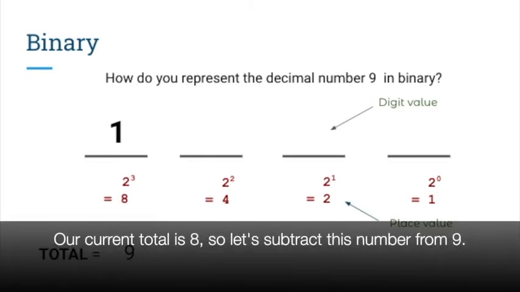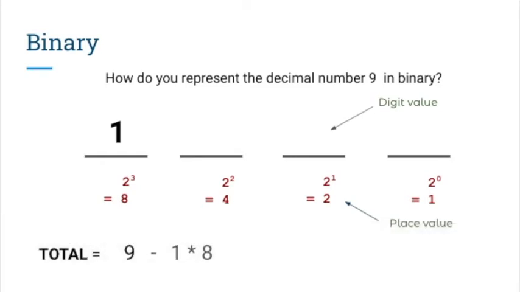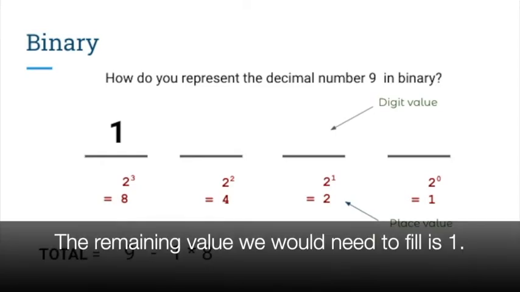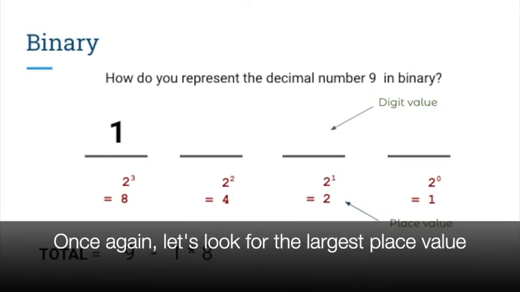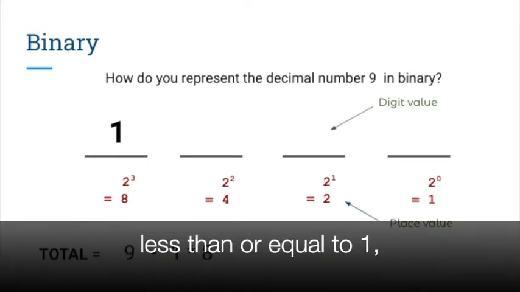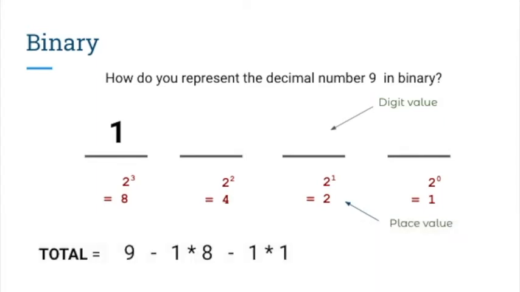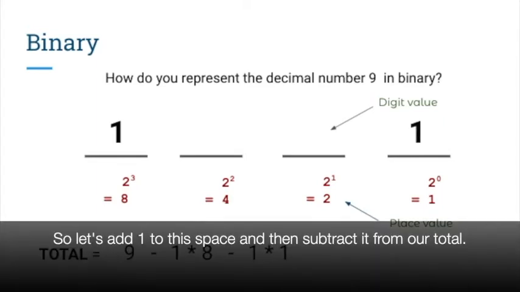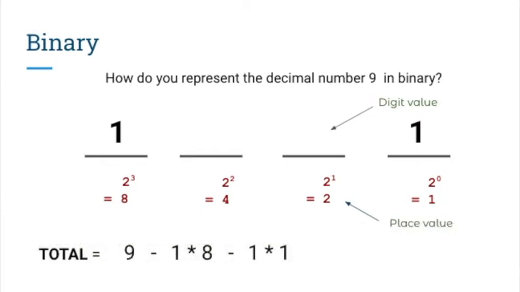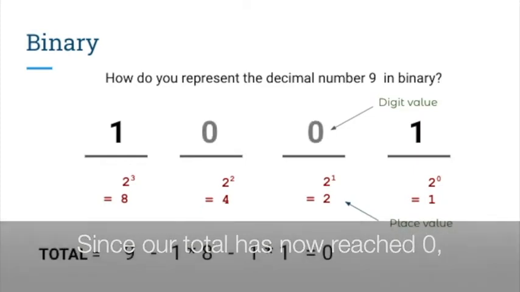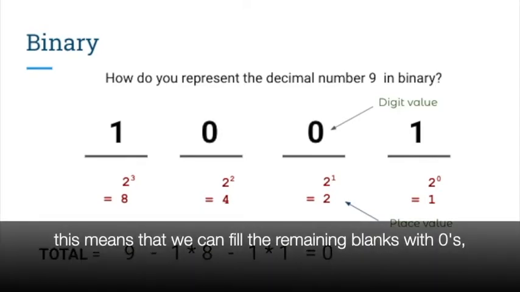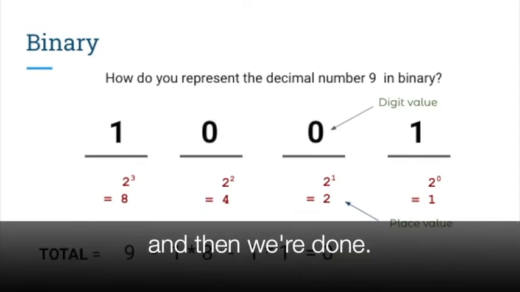Our current total is 8, so let's subtract this number from 9. The remaining value we would need to fill is 1. Once again, let's look for the largest value less than 1, which in this case would be the place 1 itself. So let's add 1 to the space and then subtract it from our total. Since our total has now reached 0, this means that we can fill the remaining blanks with zeros, and then we're done.